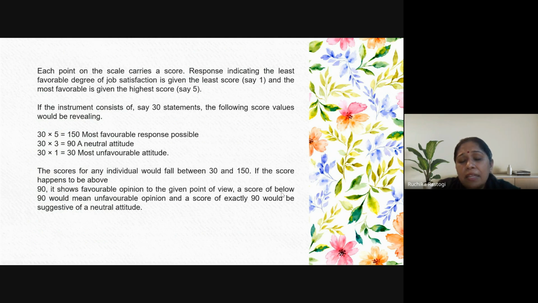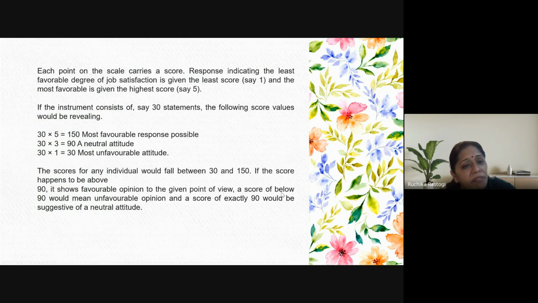So you can understand this in that way: disagree is having the point of 1, strongly disagree is having the point of 1, neutral is having the point of 3, and strongly agree is having the point of 5. So 30 responses. When you are multiplying 30 into 5, that means 150 most favorable responses are possible. If everybody is giving me the 5 number in all those 30, then what can be the maximum response? Maximum number 150.